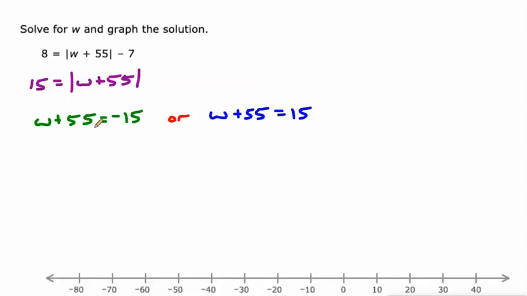So the only difference between this one and the last one is that we had to isolate the absolute value quantity through division. This time we isolated it through addition. All right, so still we subtract 55 from both sides, and -15 minus 55 is -70. There's my -70. Over here, subtract 55 from both sides, and we get -40. So I plot that point.